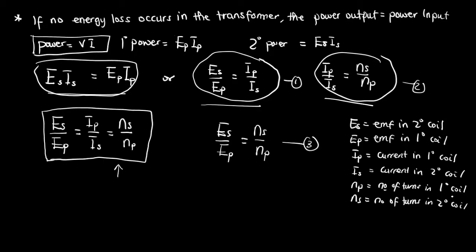Very good, right? So this is the expression that we'll be using. This ratio proves that it is possible to produce a higher voltage from a lower one, and vice versa. You can also produce a lower voltage from a higher one, and that is what brings the two different kinds of transformers that we have.